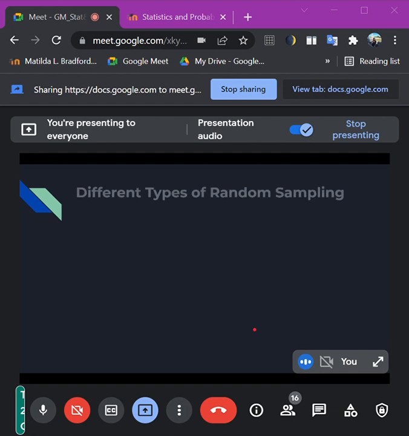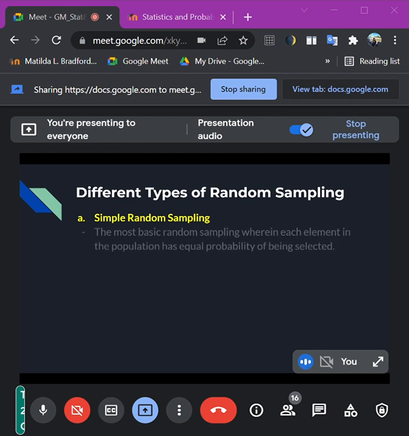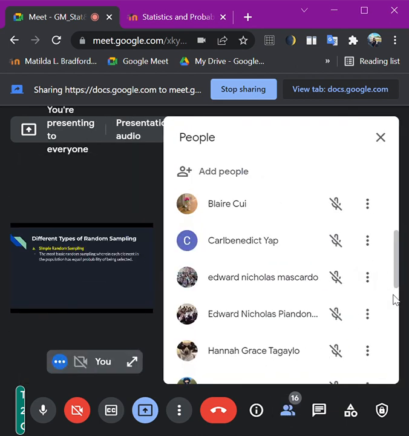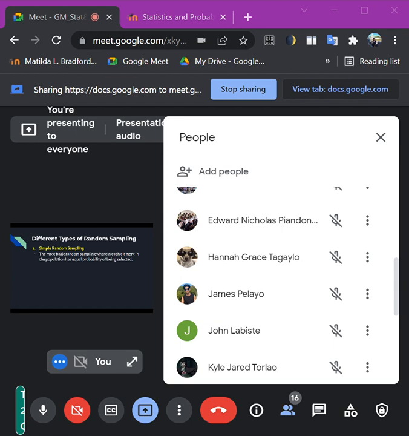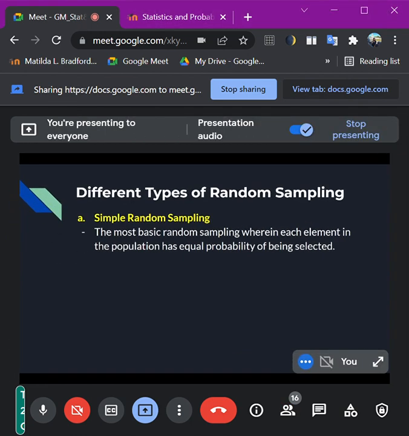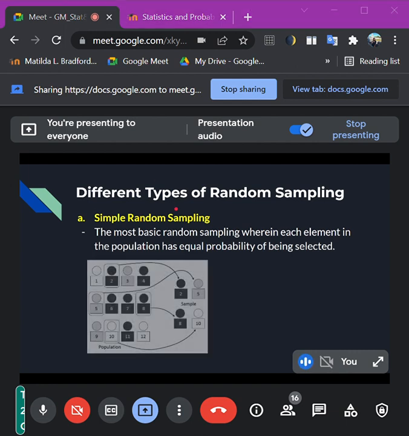Okay? So we have here the first type of random sampling, simple random sampling. Can you please read simple random sampling, Pelayo? The most basic random sampling wherein each element in the population has equal probability of being selected. Okay, so the most basic random sampling wherein each element in the population has equal probability of being selected.